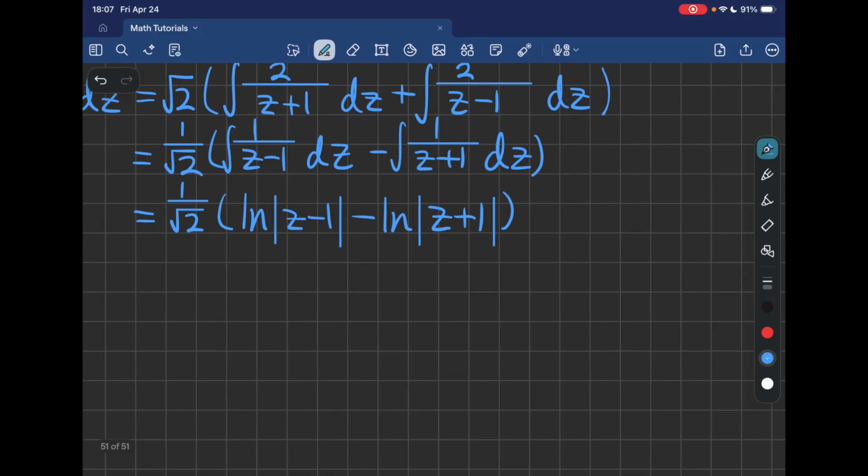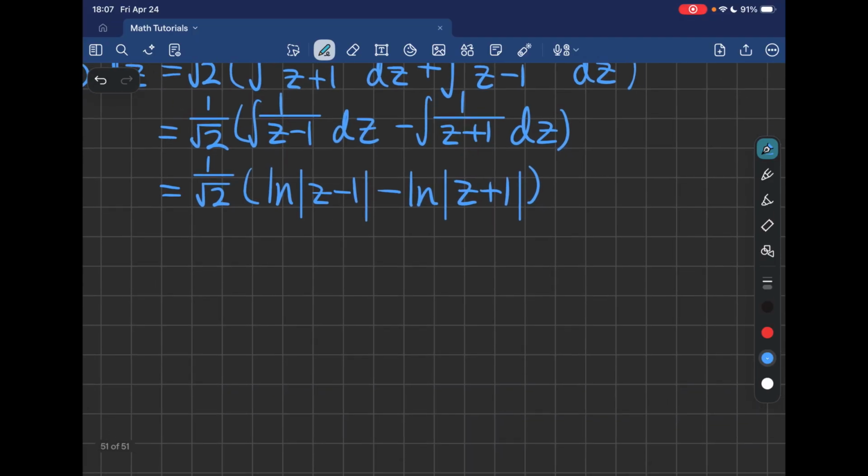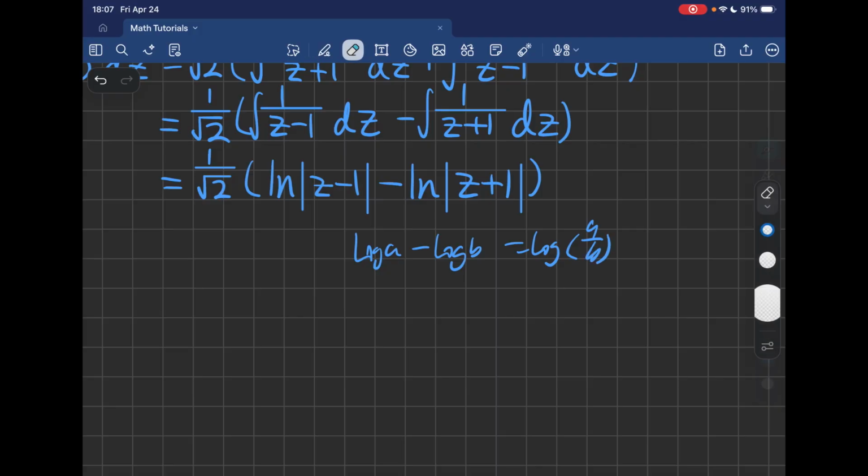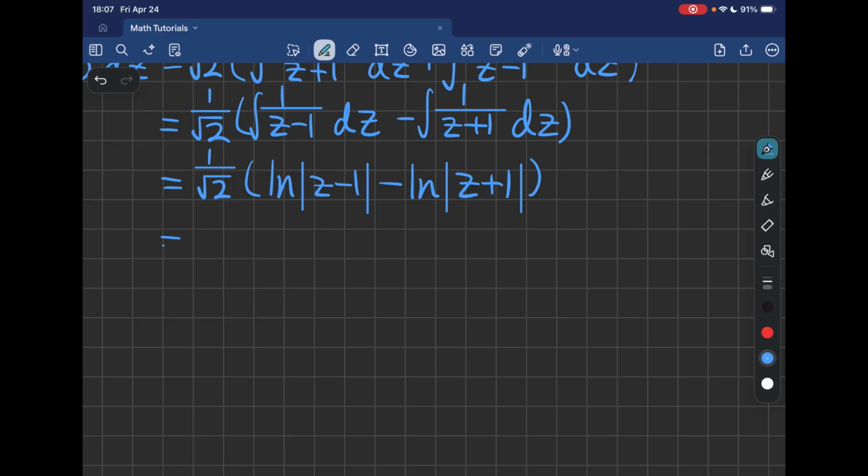So we're making this very basic right now. And we can combine this, right? Remember, if we have log A minus log B, we have log of A over B, right? So let's just combine what's inside the parentheses. So we end up having ln of just d minus 1 over d plus 1.